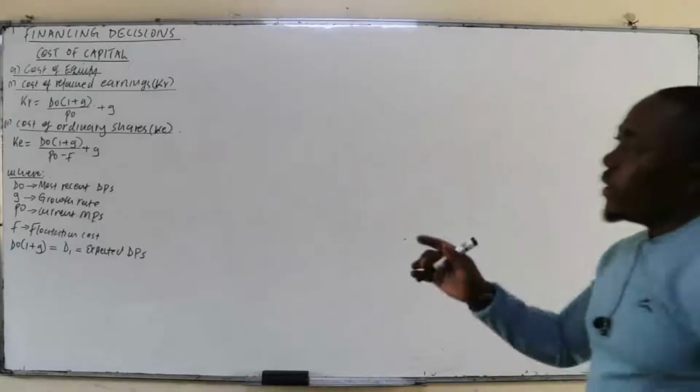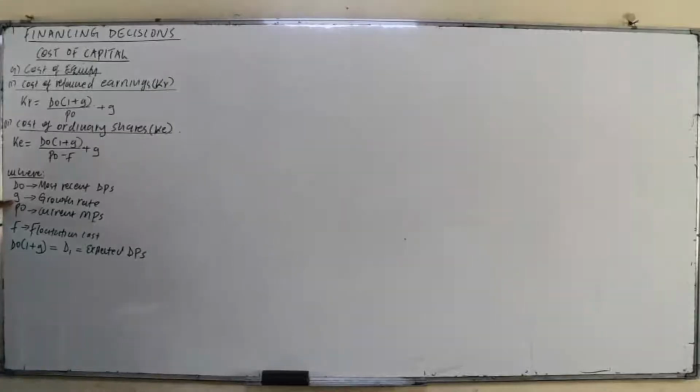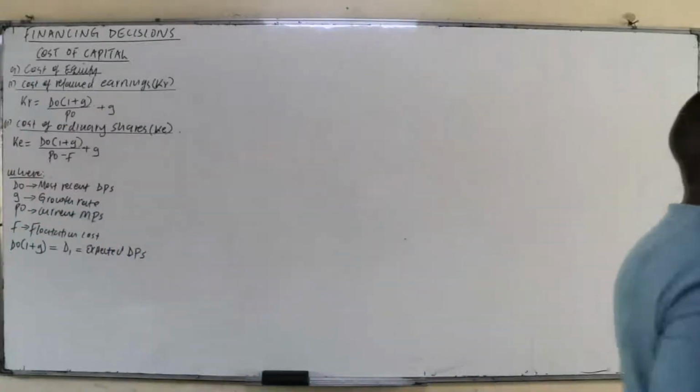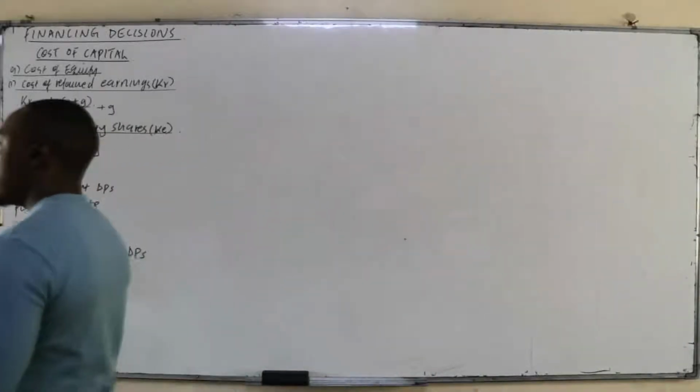Good. Then growth rate. When the growth rate is not provided, it can be determined using the following two methods.